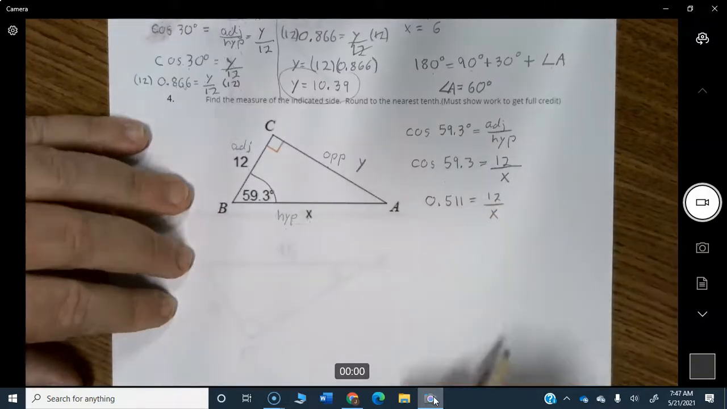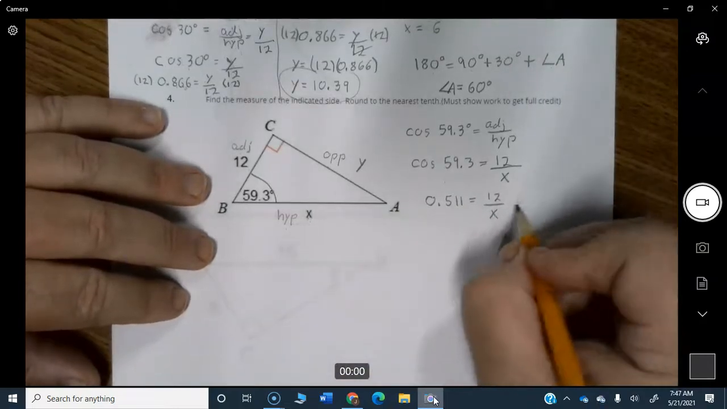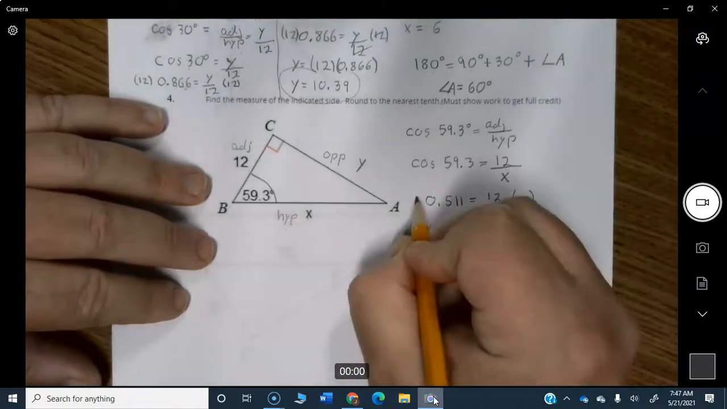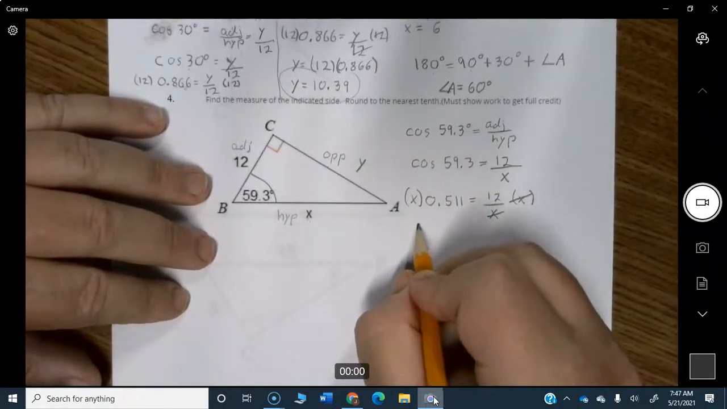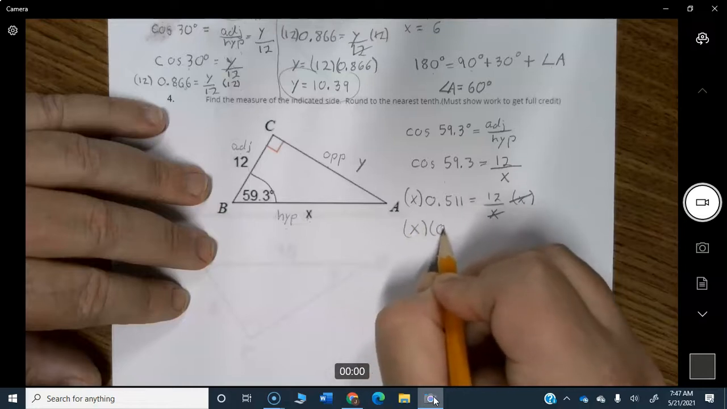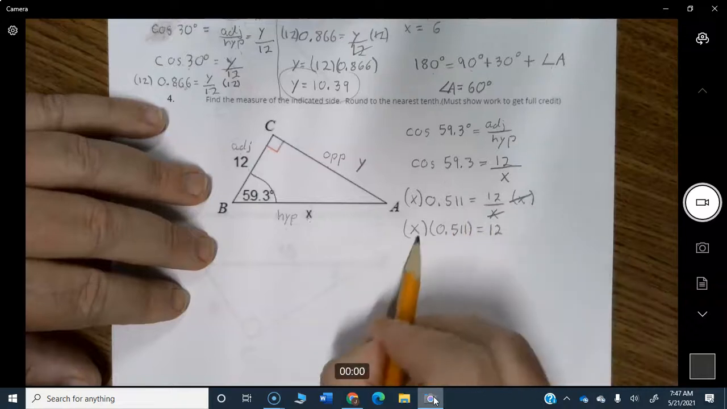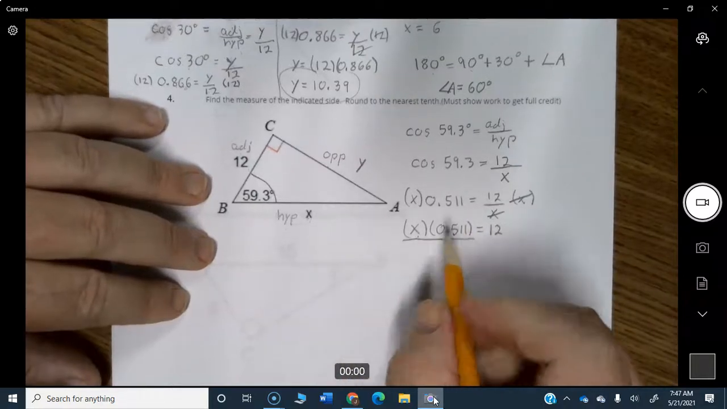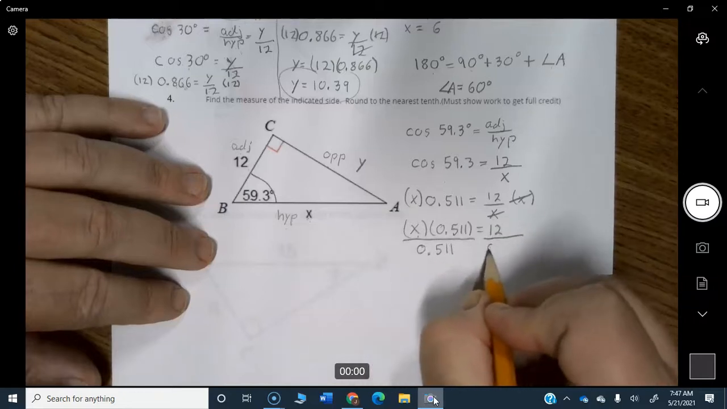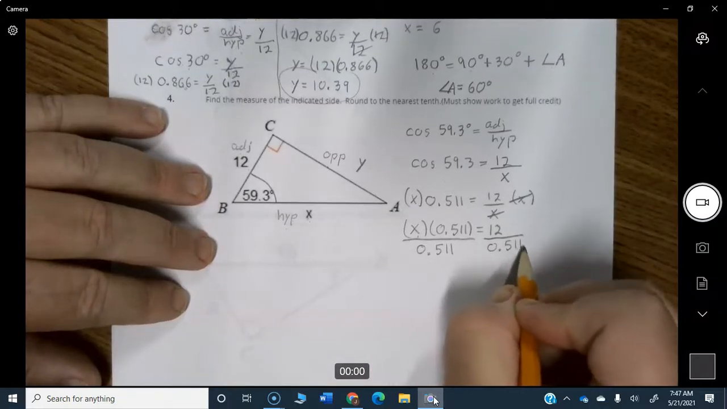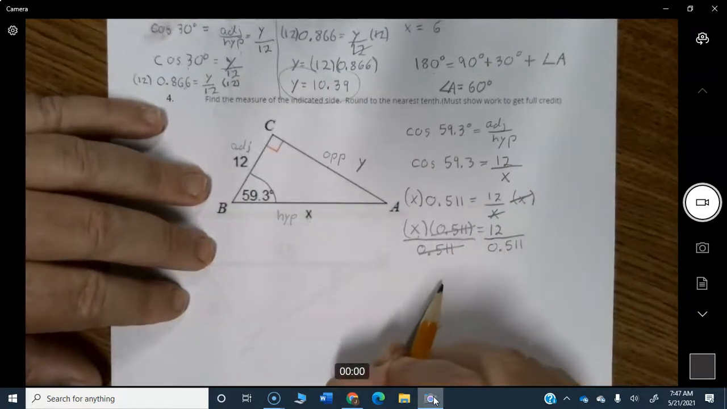Okay, this is a two-step algebra problem. It's just algebra, but there's one additional step here. You need to find x. So we're going to multiply both sides by x. These cancel. So now you have 0.511 times x is 12. Now you need to get x by itself, so you're going to divide both sides by this. 0.511 cancels, so now you have x equals 12 over 0.511.